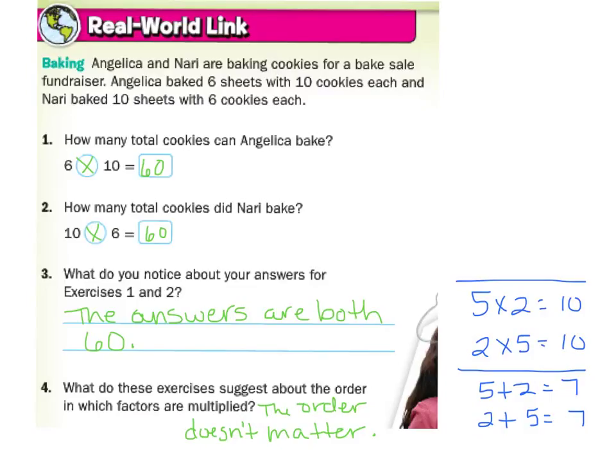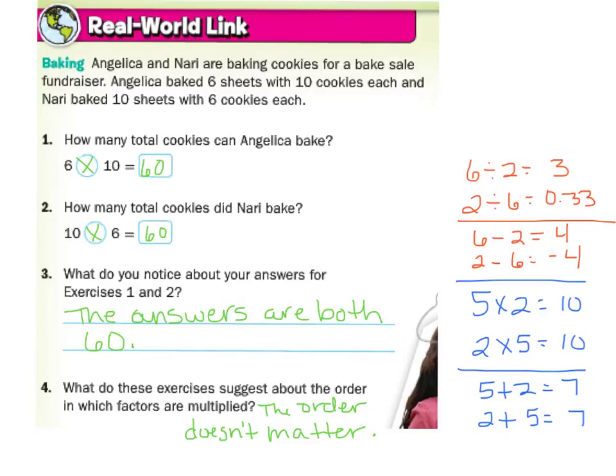If we took 6 and divide by 2, we get 3. And if we take 2 and divide by 6, we actually get 0.33. They are not equivalent. And the same holds true for subtraction. 6 subtract 2 equals 4. But 2 subtract 6 equals -4. So the order matters a lot with division and subtraction. But in addition and multiplication, the order does not matter.